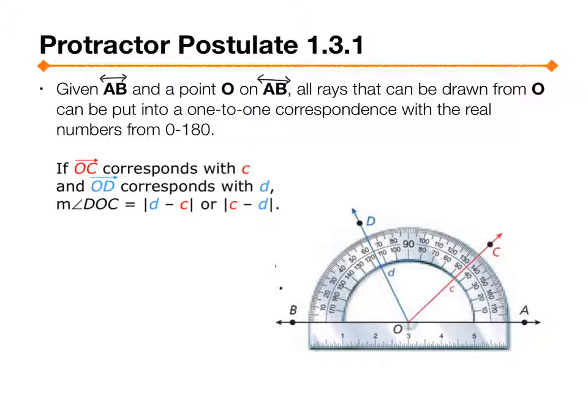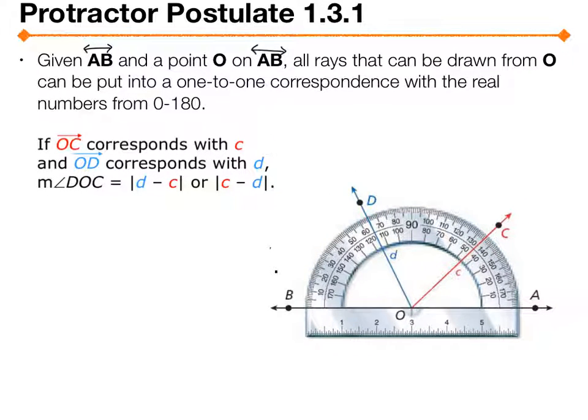The protractor postulate is pretty much the same as the ruler postulate that we went over yesterday. Given line AB and point O on AB, all rays that can be drawn from O can be put into a one-to-one correspondence with real numbers from 0 to 180 degrees. If OC corresponds to c, so this little c corresponds to the degree of C, and OD corresponds with d, so the little d would correspond to D, the measure of angle DOC is equal to the absolute value of d minus c or c minus d. So we'll do some examples.